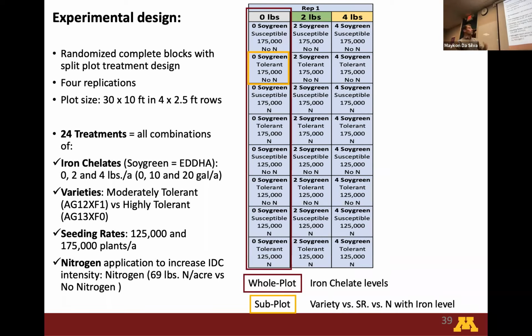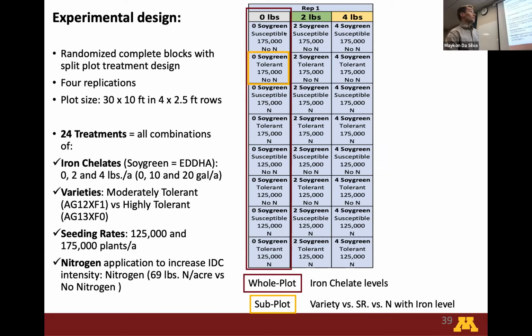Our experimental design will be a randomized complete block with split plot treatment design and 4 replications. In this figure here, I show how our experimental design was delineated. As you can see, the levels of iron chelate comprise each of the whole plots. Since we have 3 levels of iron chelates, we have 3 whole plots. And within each of these whole plots, we have 8 subplots, comprising the combination of each of the 2 varieties, the 2 seeding rates, and the 2 levels of IDC intensity by supplemental nitrogen.